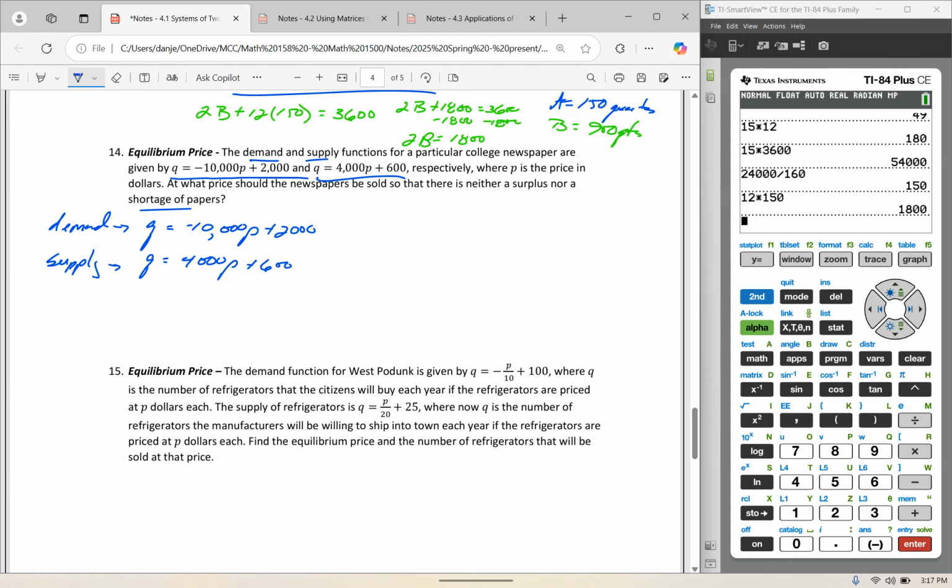And that's what an equilibrium is. Kind of like a break even. How do I balance things so my supply and demand are equal to each other? Well, if demand, the top equation, and supply, the bottom equation, are equal to each other, that tells me that 4,000 P plus 600 is equal to negative 10,000 P plus 2,000.